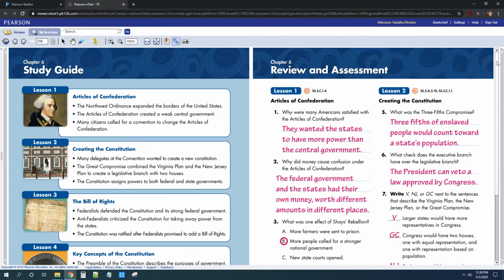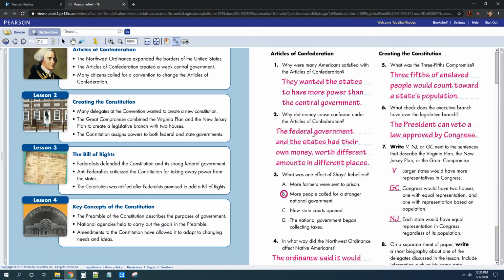So question number 1 asked us, why were many Americans satisfied with the Articles of Confederation? Well, originally, they were happy with the articles because it gave the states most of the power, and the central government wasn't really that strong. And remember, that's what we wanted because we had just fought the revolution against the British, who had a lot of power over us, and we didn't want to make that same mistake.